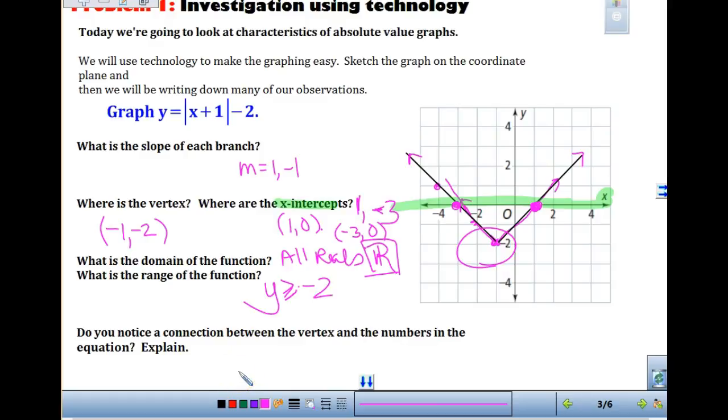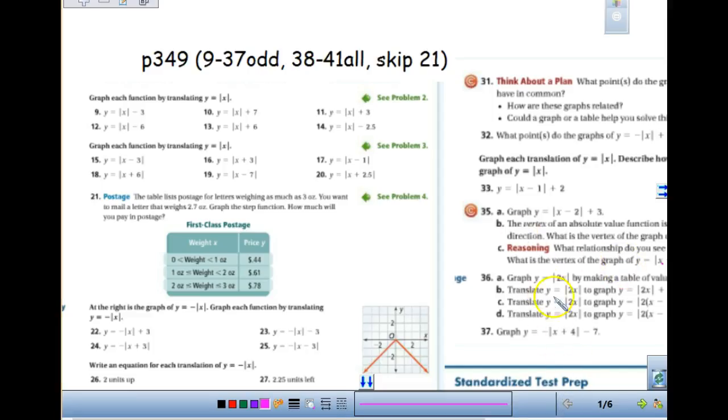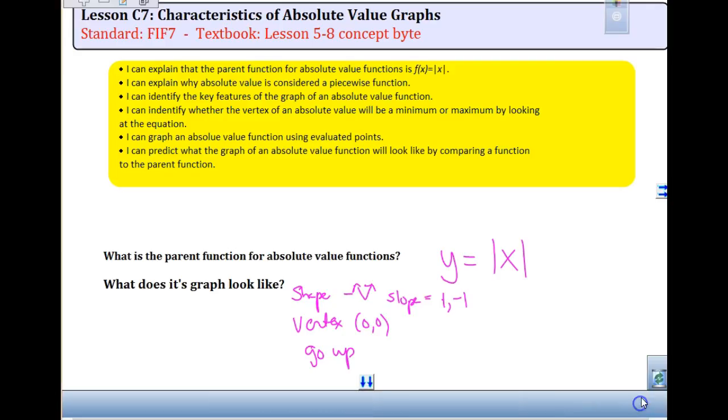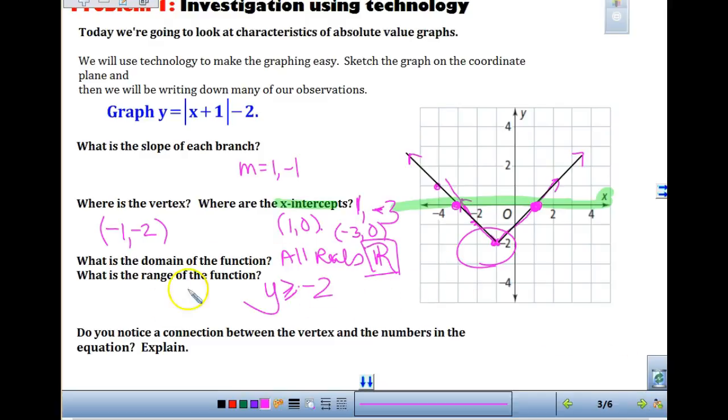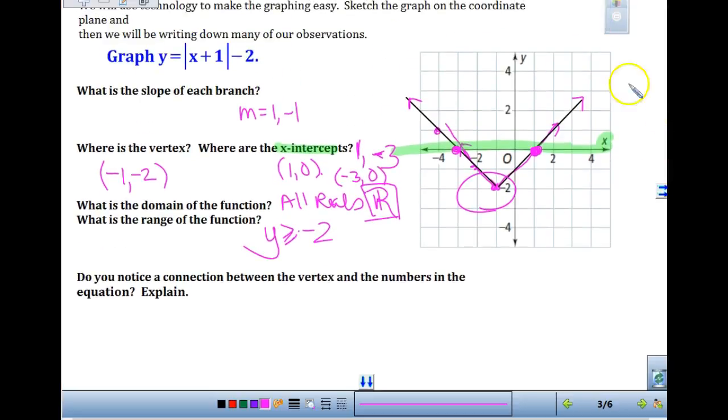And that was kind of what that last question in our homework was about. Remember when we looked at this question right here, question 35, we were trying to see this connection. So as we look at this one, do we see that there is a connection between our numbers? What would you say about the number inside our absolute value? So we are looking at the number inside the absolute value.